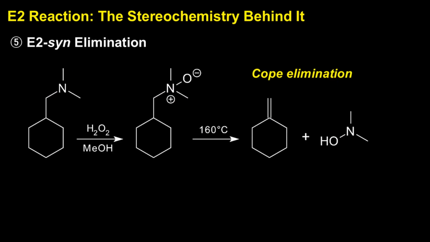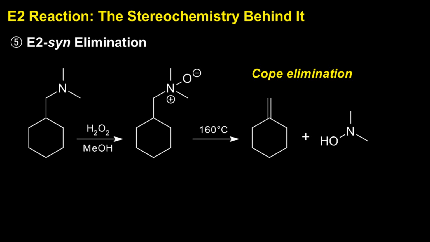Another classic example of Syn elimination is the Cope elimination. In this reaction, an amine oxide breaks down upon heating to form an alkene, and the key here is geometry. The structure of the molecule forces the beta hydrogen and a leaving group into a Syn-periplanar arrangement. So this becomes a textbook case where elimination happens, even without anti-periplanar alignment.